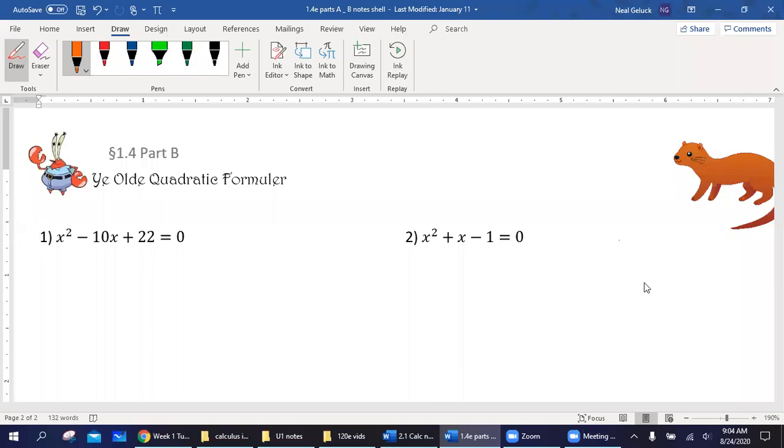For the second part of section 1.4, now we're looking at the quadratic formula. I've got Mr. Krabs there because I like saying formula.